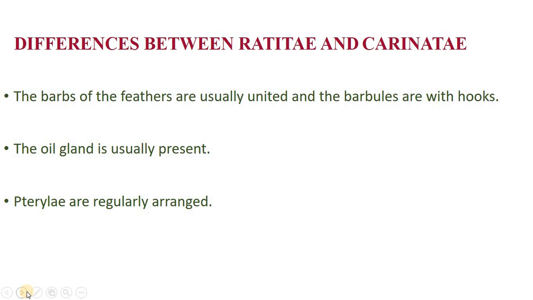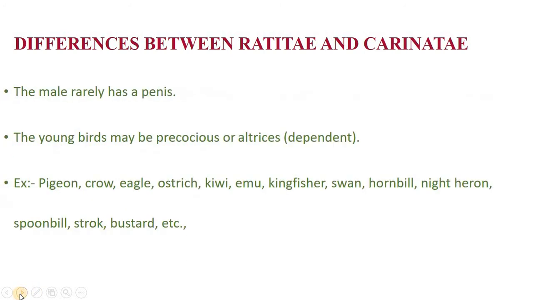In the Carinatae, the birds may be herbivorous, carnivorous or omnivorous. And in the Ratitae, most of the birds are omnivorous. Further, the males rarely have a penis. So in the Ratitae, the males have a penis, and here the males don't possess a copulatory organ.